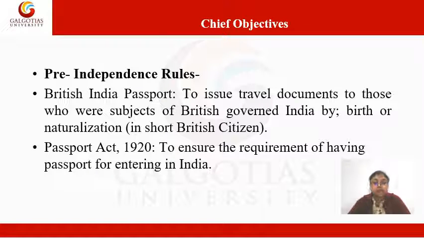As I said in the previous slide, the 1920 Passport Act was one of its own kind, the first Passport Act which was dedicated to the Indian perspective. So it was a British India passport. It used to issue travel documents to those who were subjects of British governed India by birth or by naturalization. Both were kinds of citizenship allowed under British India. And if they were going to Britain, the United Kingdom or any other country, and needed to come back, how would they do all this traveling? For that purpose, this particular act was enunciated.